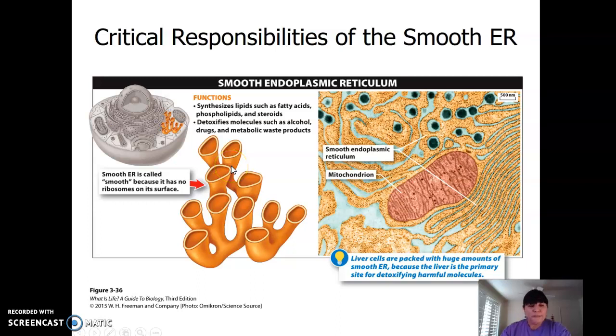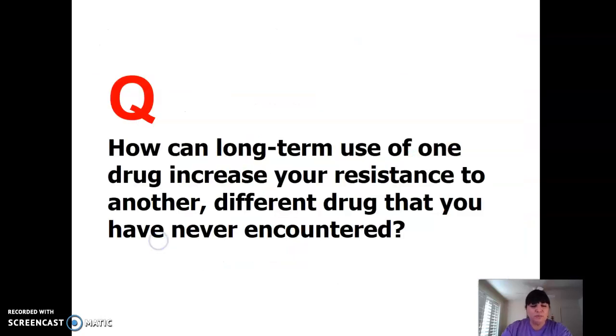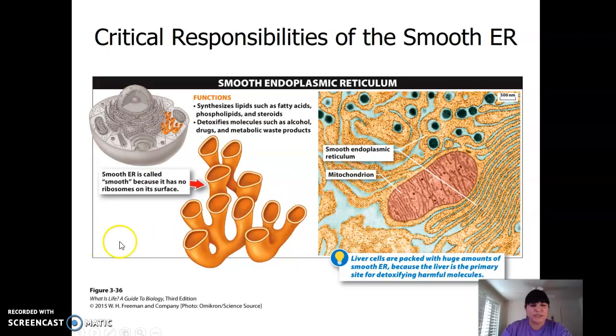So if you drink alcohol, alcohol is a toxin, okay? And it affects our nervous system. It affects our brain. And how does the body get rid of it, okay? The liver cells have a lot of this, smooth endoplasmic reticulum, okay? And it helps break down those toxins, okay?